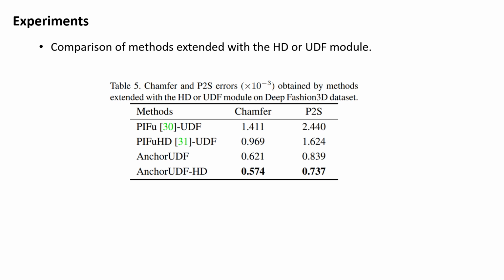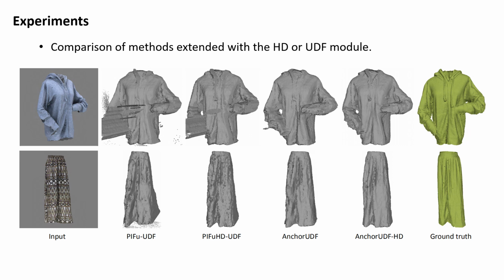PIFuHD UDF performs better than PIFu UDF, but still worse than our Anchor UDF, which shows that direct combination with UDF cannot work well and further confirms the necessity of the proposed components in Anchor UDF. In this figure, we can see that Anchor UDF HD reconstructs more accurate shapes and richer details. Note that although PIFuHD UDF uses the 3D embedding provided by the coarse level as the input of the distance function instead of the depth value, it still cannot project points appropriately onto the surface.